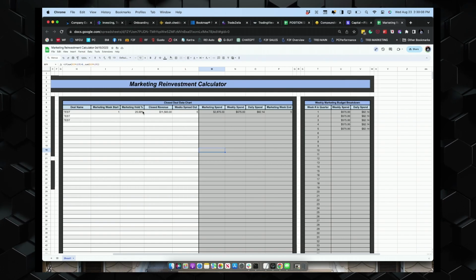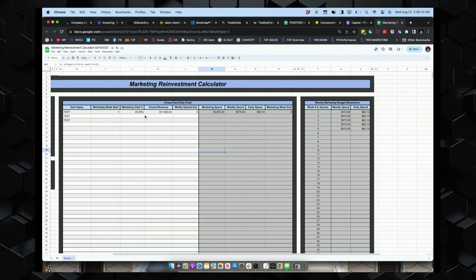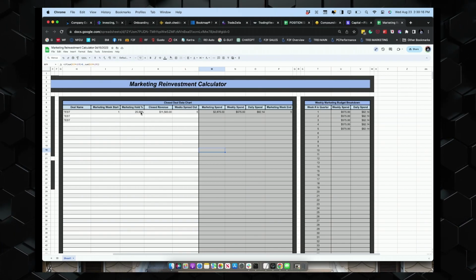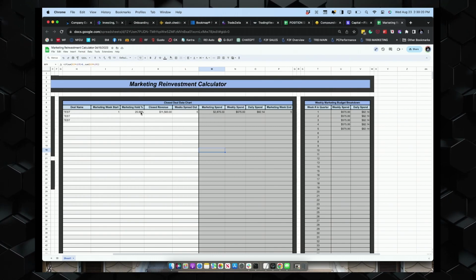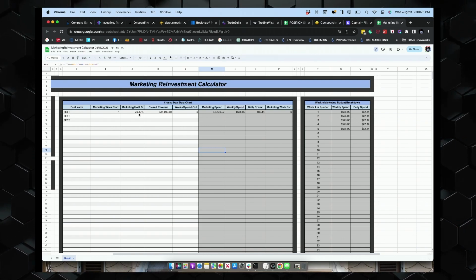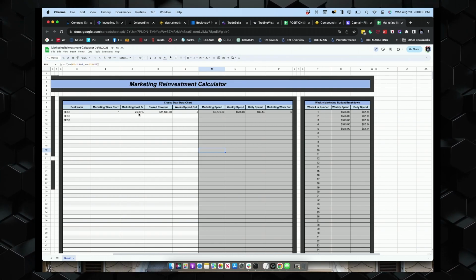So we do a marketing holdback at 25%. We can have that at 20%, 15%. I highly recommend 25%. It's a really good number when it comes to marketing, especially when you're scaling, because you can run at about a 45% profit margin at this number and keep consistent contracts coming in, a significant amount of contracts coming in on a monthly basis.